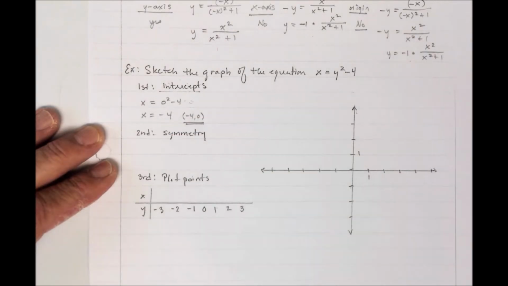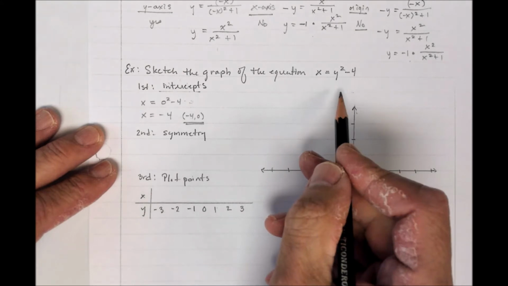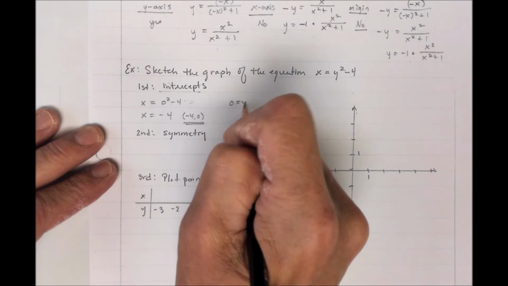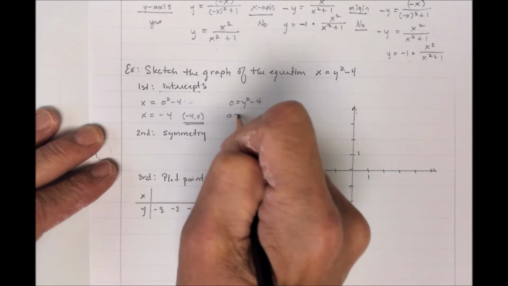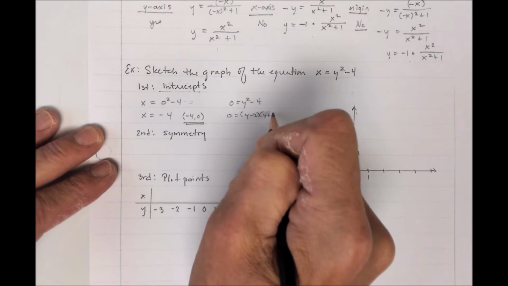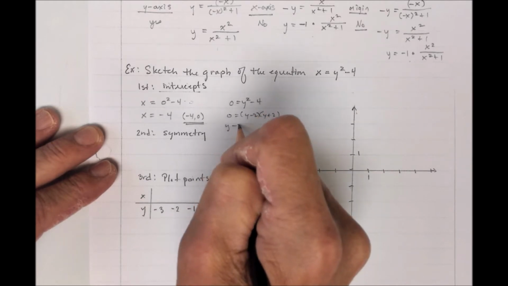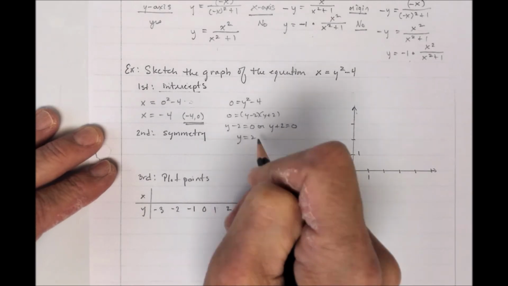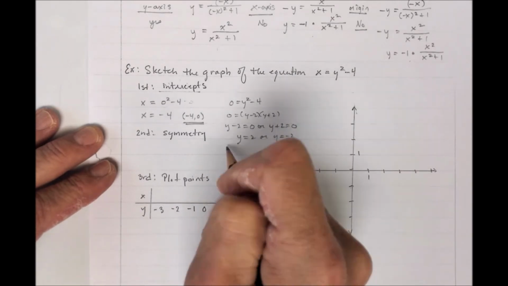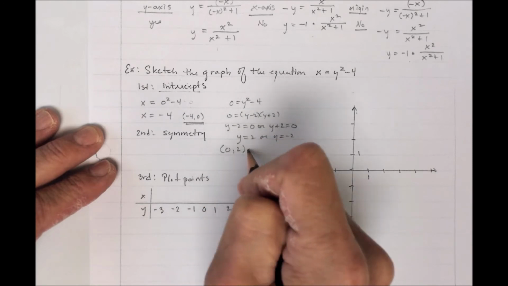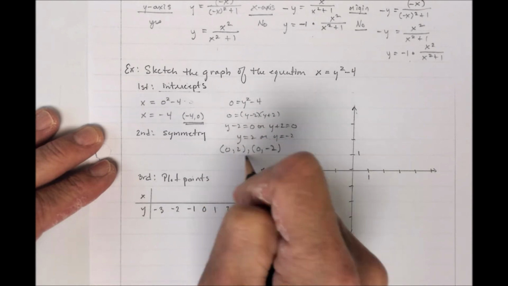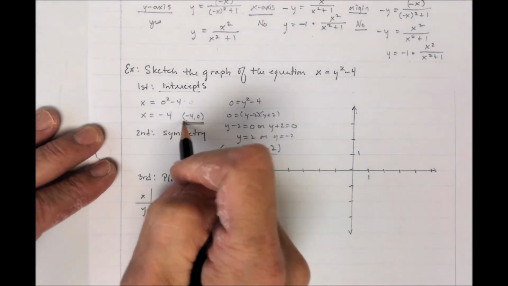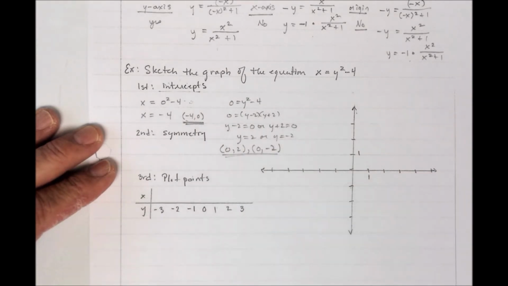That's good to know. And then also the y-intercept. To find the y-intercept, I plug x equals 0. So I would get 0 equals y squared minus 4. 0 equals (y minus 2) times (y plus 2). So that would give me y minus 2 equals 0 or y plus 2 equals 0, and I would get y equals 2 or y equals -2. So I have (0, 2) and (0, -2). Those would be my y-intercepts. So I have my x-intercept here, my y-intercepts here, and of course I didn't give myself very much space.